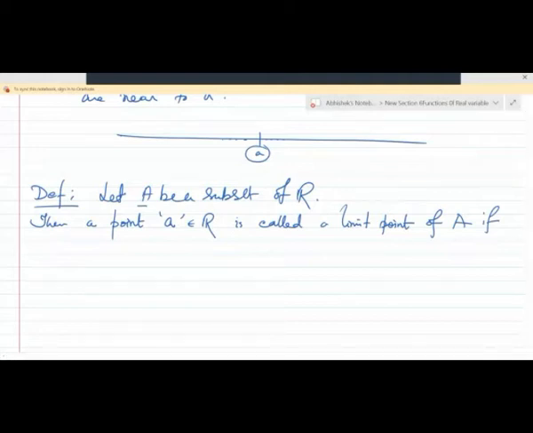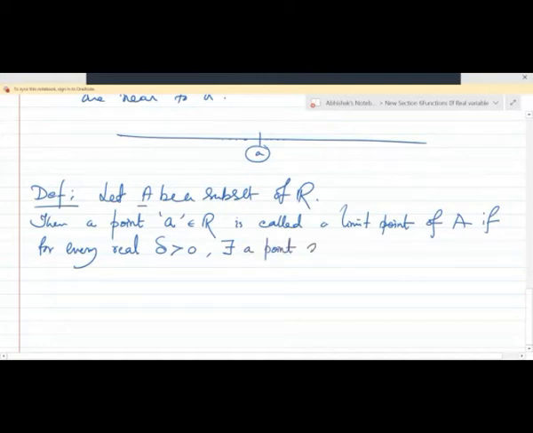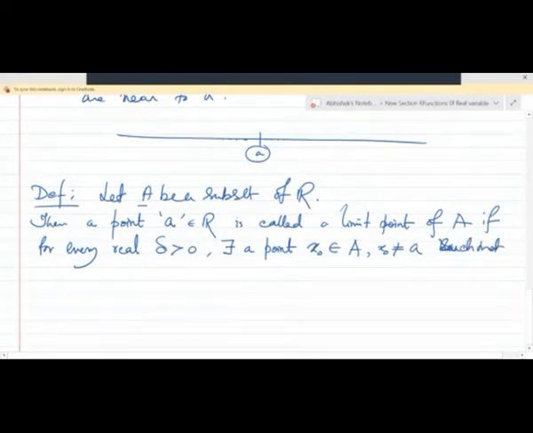So when is it called that? For every real number delta greater than 0, for every choice of positive reals, you must find one point, there exists a point x naught belonging to A, so you can find one point inside the set A, which is not equal to a, but such that the distance between x naught and a is less than delta. Then this point a will be called a limit point of the set A.